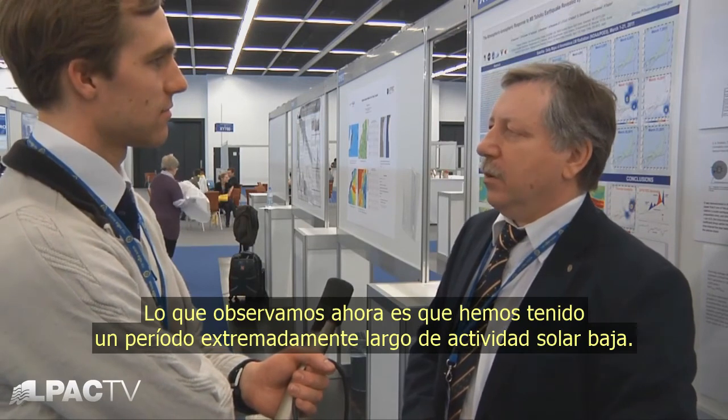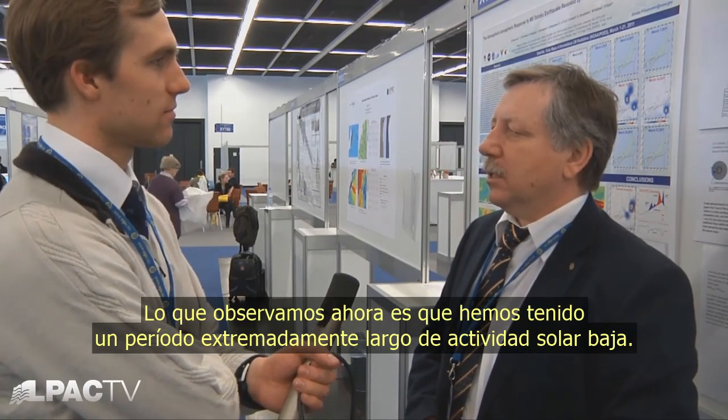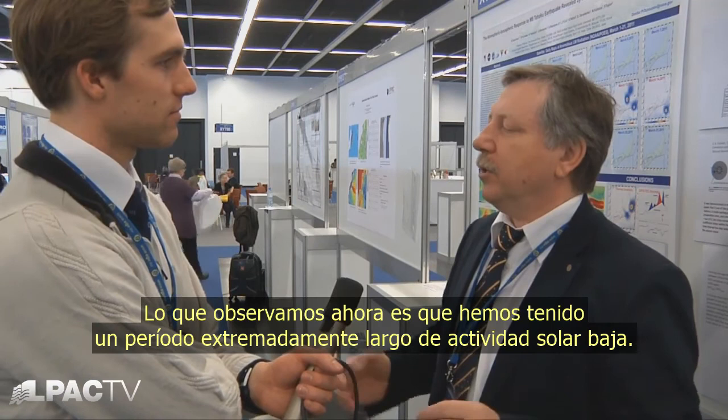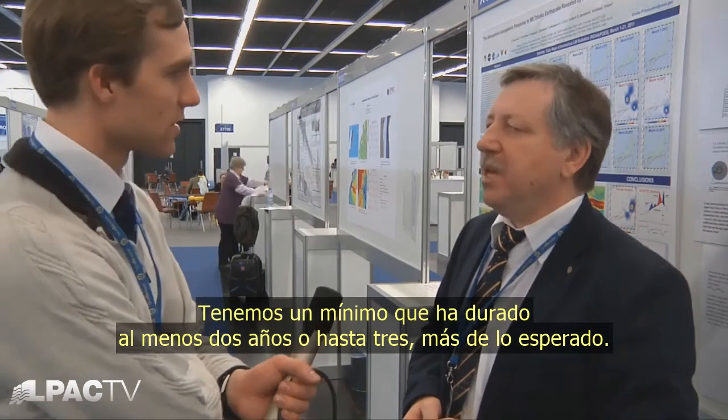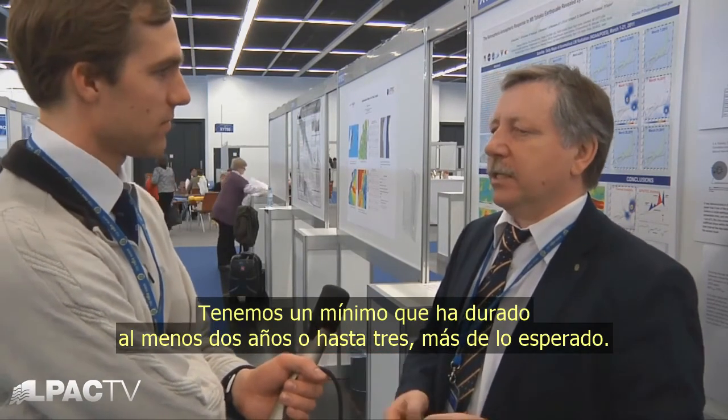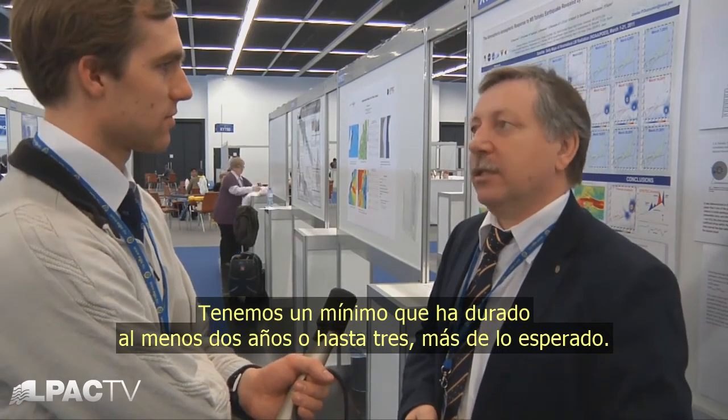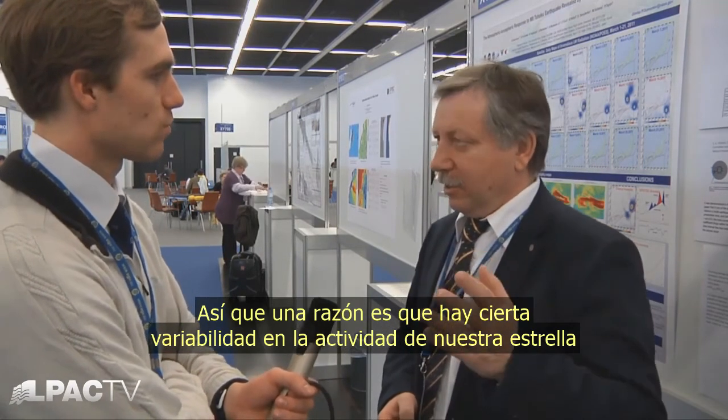What we observe now, we had an extremely long period of low solar activity. It was not predicted by anybody. We had a minimum which lasted at least 2 years, or up to 3 years, longer than expected. So that is one reason: there is some variability in the activity of our star, which provides the life on Earth.